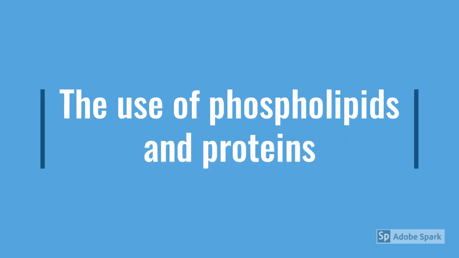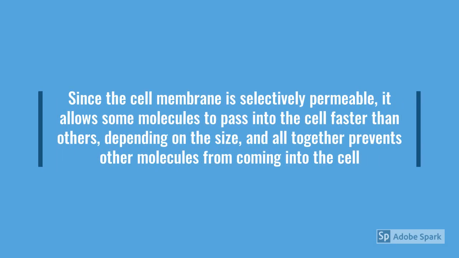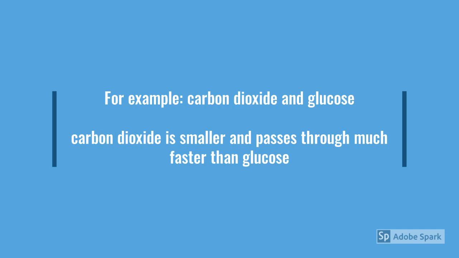So, what are the uses of phospholipids and proteins? Because the cell membrane is selectively permeable, it allows some molecules to pass into the cell faster than others, depending on factors such as size, and sometimes altogether prevents other molecules from coming into the cell if they are too big. For example, let's take carbon dioxide and glucose. Carbon dioxide is a gas, and so is much smaller than glucose, and so it passes through the cell membrane much faster than glucose and much easier.